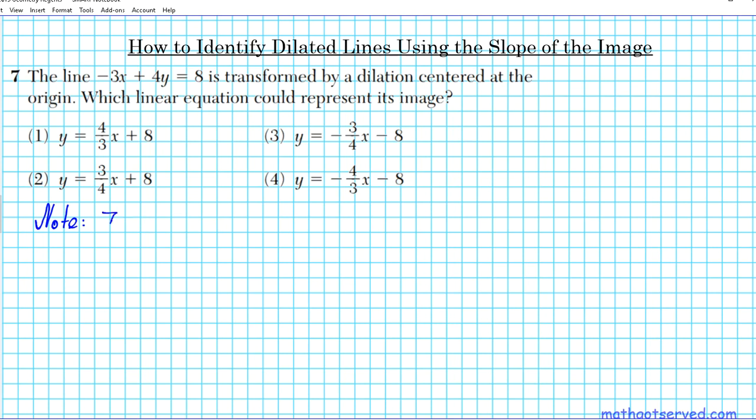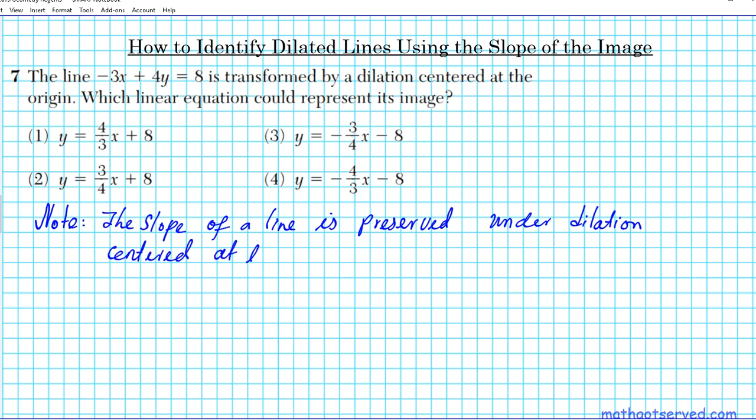You want to note that the slope of a line is preserved, basically unchanged under dilation centered at the origin. So the original line and the image after dilation still have exactly the same slope.